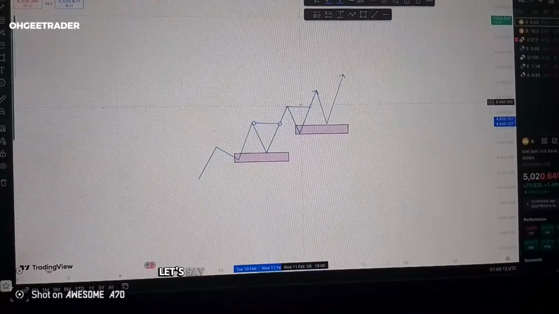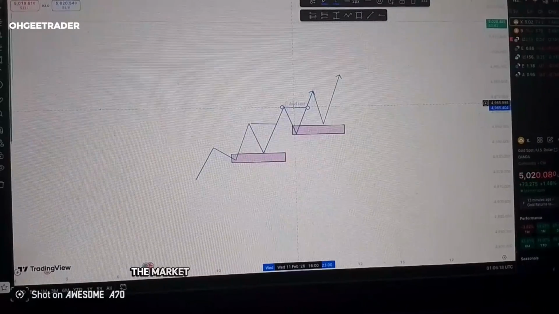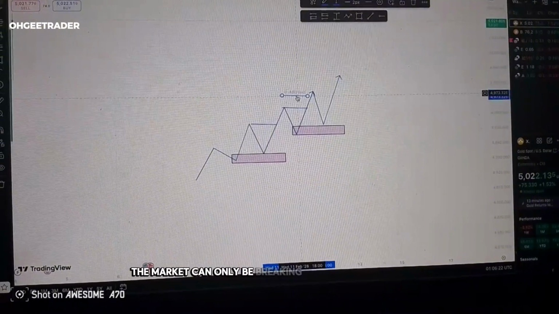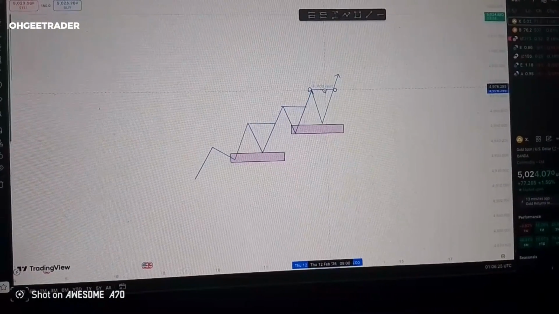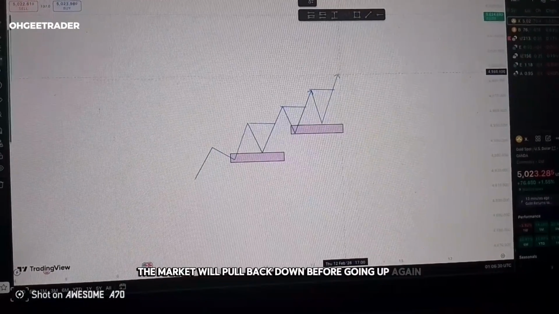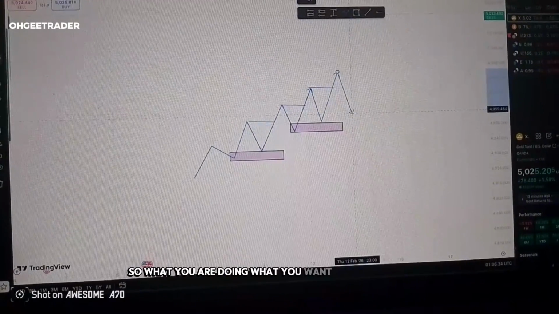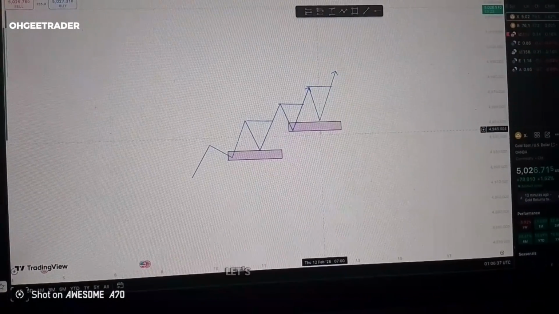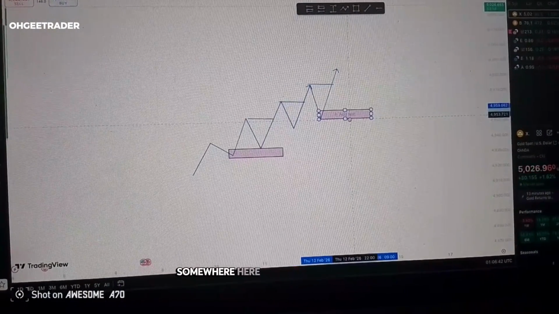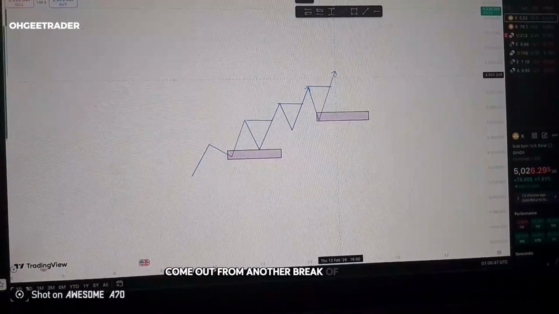So for example, let's say this is where the market is right now. This is in the case of an uptrend. Since you know it's an uptrend, the market can only be breaking structure to the upside. So this is a break of structure here. So you know the market will pull back down before going up again. It has now formed this higher high here. So what you want to be doing now is to look for an entry somewhere in this area. Why here? Because you know the market will obviously come out from another break of structure to the upside.